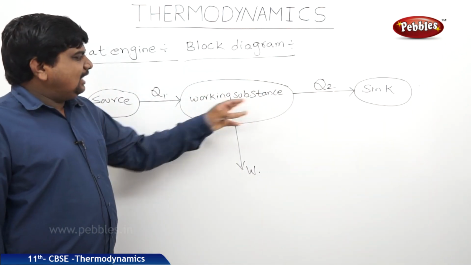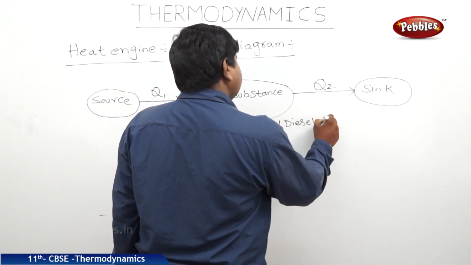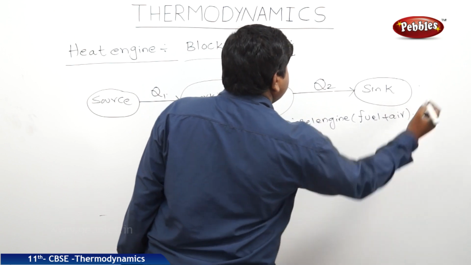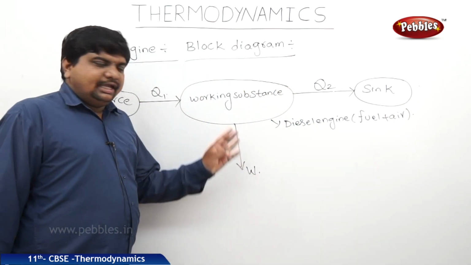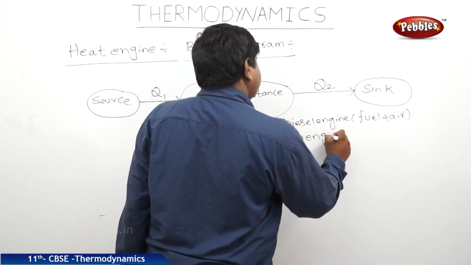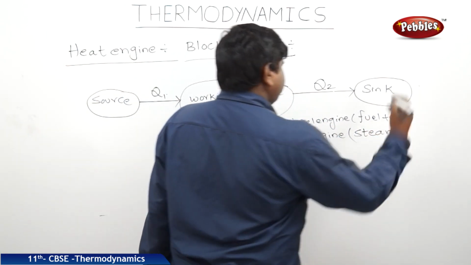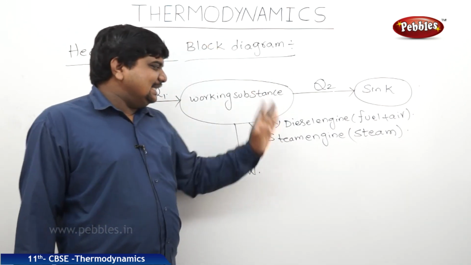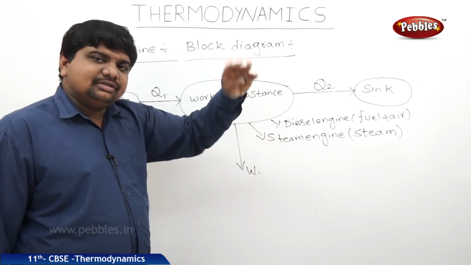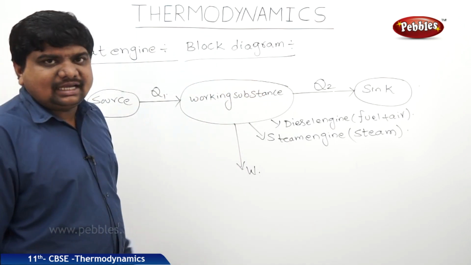As we are discussing the working substance, if it is a diesel engine, it is fuel plus air. In a steam engine, the working substance is steam. Steam engines were used to run trains in the ancient days, then they were replaced by diesel engines. These two technologies are now washed out, and we are using electrical technology to run the trains. So these are all examples of heat engine devices.